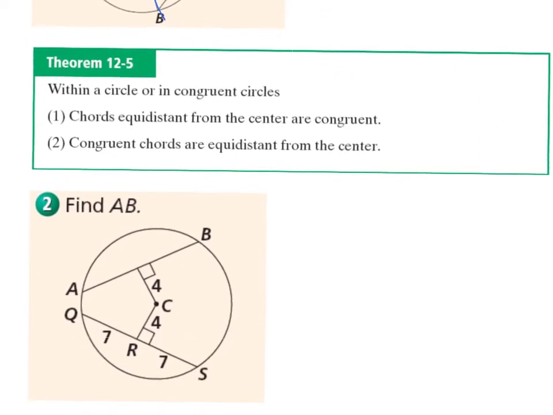Okay, moving on to some other theorems. If you have a circle or congruent circles, then the 2 things are true. Chords that are equidistant from the center are congruent. So if you have 2 chords that are the same distance away from the center, I can draw a picture here to demonstrate what I'm referring to. Both of these are pretty much the same picture, just the converse of each other.